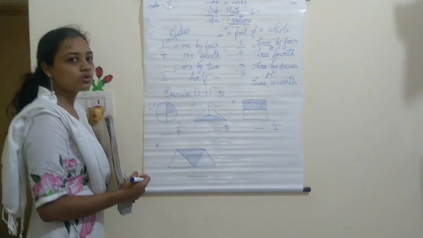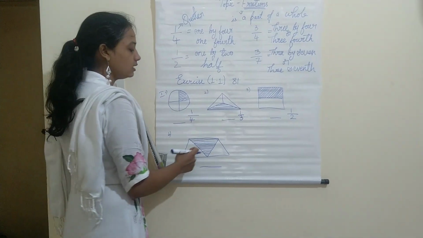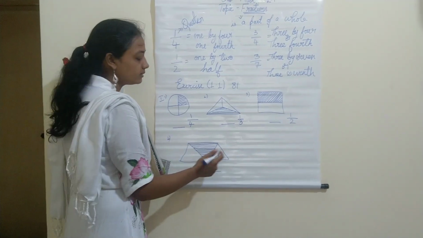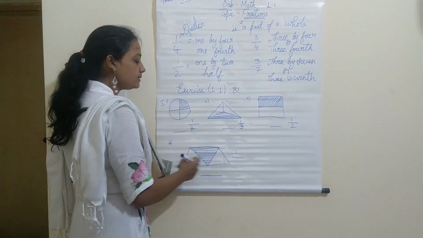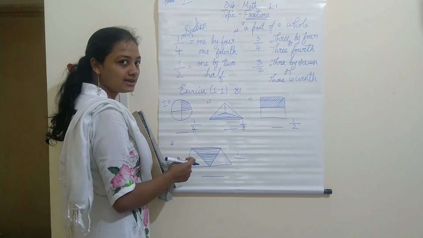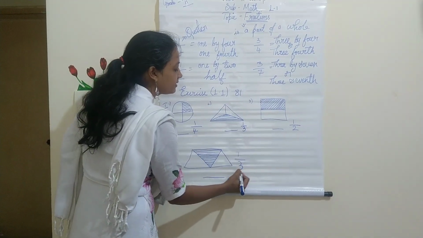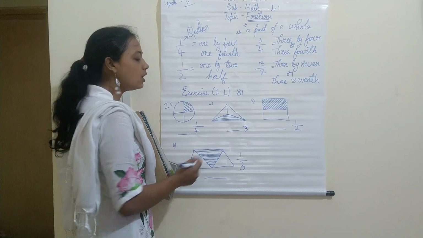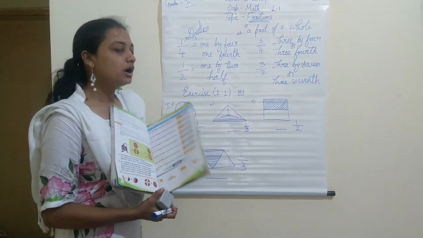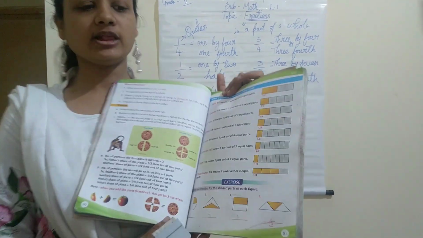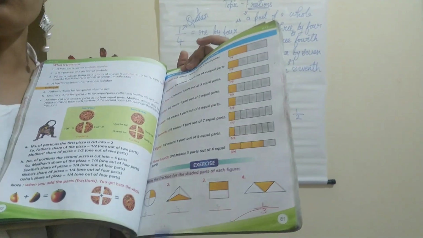Now come for the fourth one. Again, how many parts are shaded here? Only one part is shaded. How many parts is it divided into totally? 3 parts. So this is also 1/3. So children, I have given you answers for the first 4 figures.